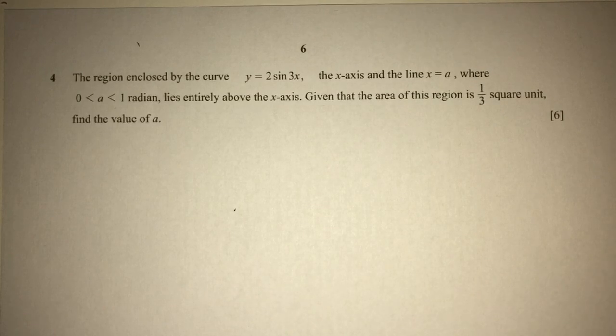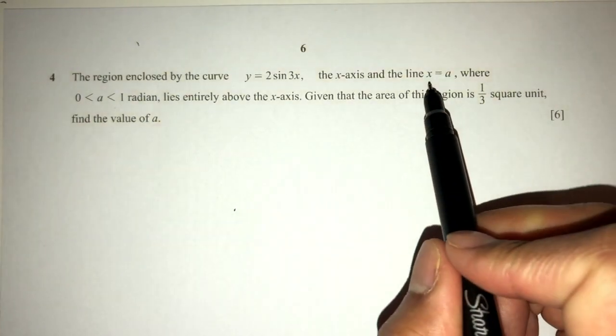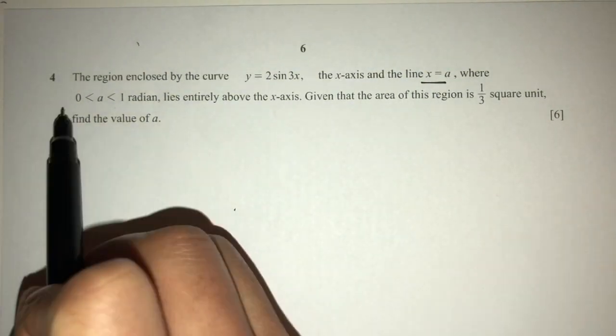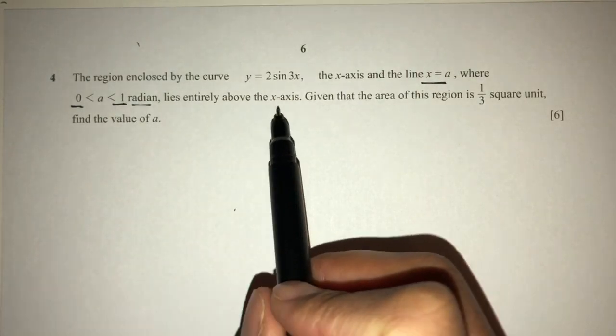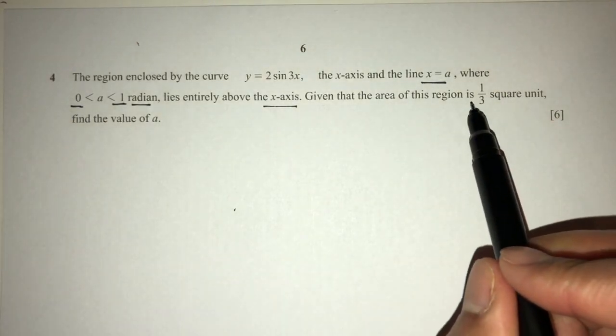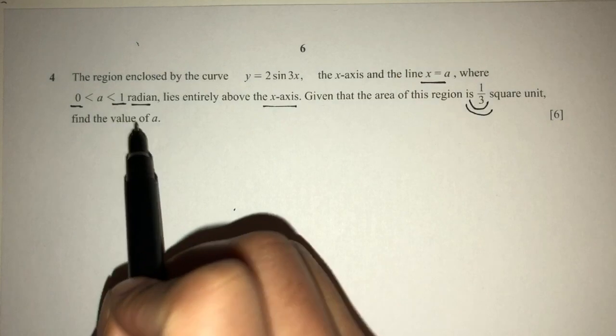Now let's move on to question number 4. The region enclosed by the curve y equals 2 sine 3x, the x-axis and the line x equals a, where a is between 0 and 1 radians, lies entirely above the x-axis. Given that the area of the region is 1/3, we have to find the value of a.